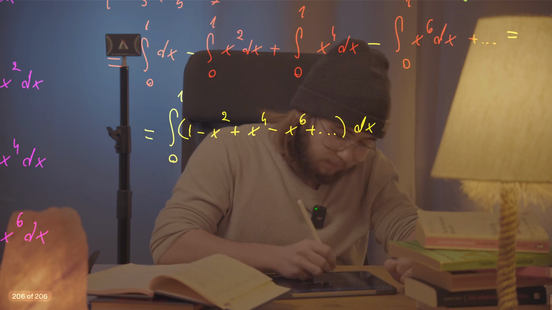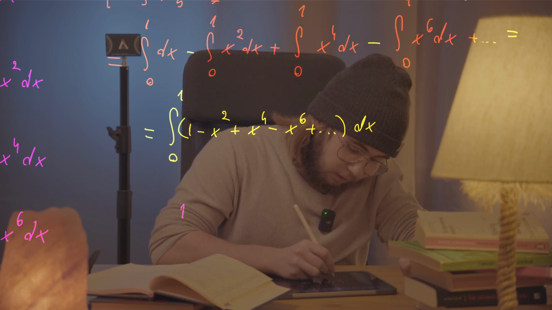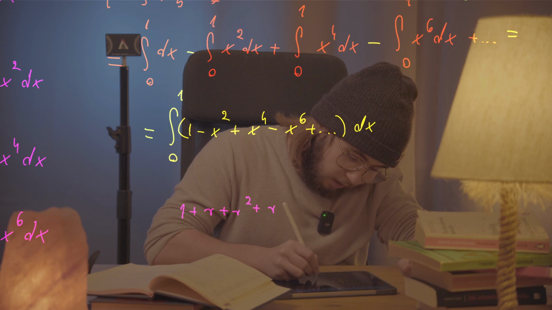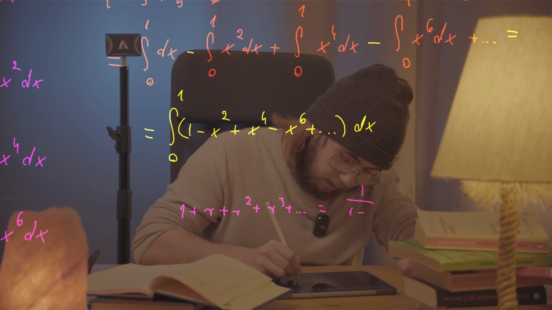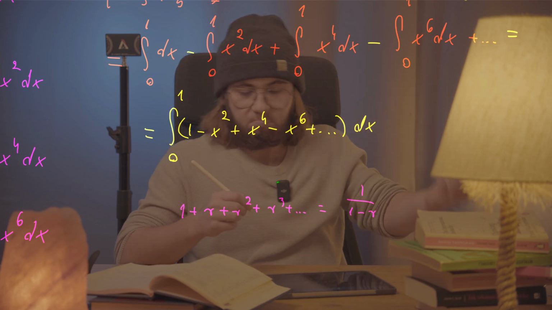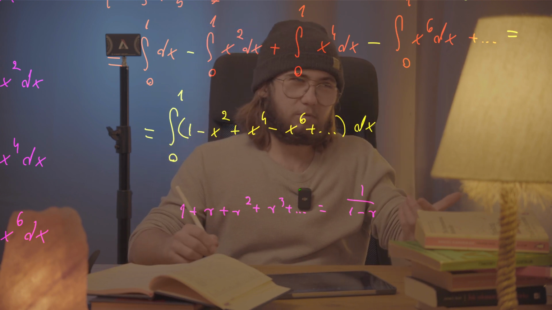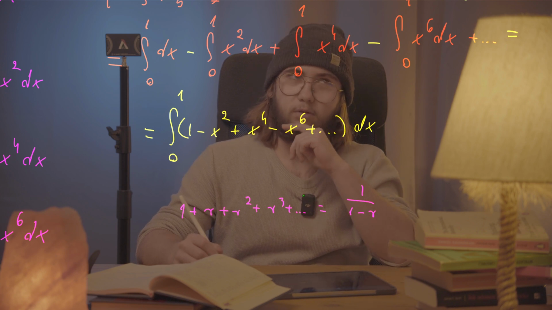You see, we know the formula for the sum of a geometric series. We know that 1 plus r plus r squared plus r cubed all the way up to infinity will be equal to 1 over 1 minus r. We even proved it on the channel using induction. I really hope we did it a few months ago, I think.